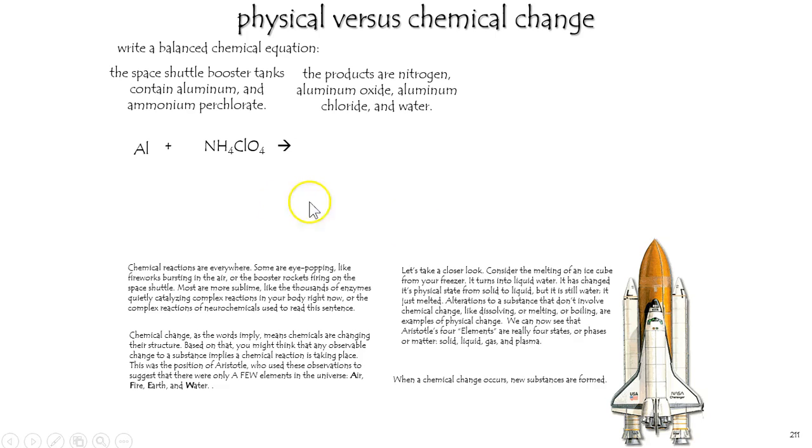Now the products that are formed are nitrogen. Should we write N? No, it's on the H-Br-I-N-Cl-H-O-F list. It bonds to itself once it forms, so that's N2. Aluminum oxide, that would be Al2O3. And water is H2O. It also forms the aluminum chloride shown there, and those are the products.